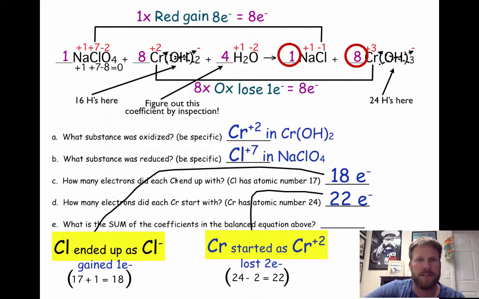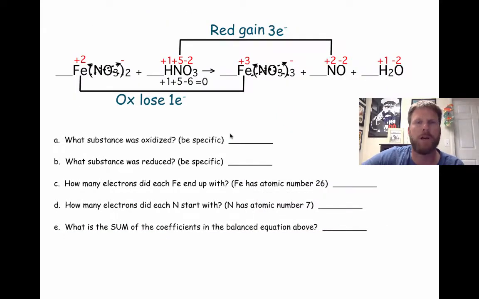One thing that makes these a little bit easier for me to grade is to just sum up the coefficients, and I can tell if you pretty much got it right. In this case, 8 plus 1 plus 4 plus 1 plus 8 is 22. We're going to speed this example up a little bit.